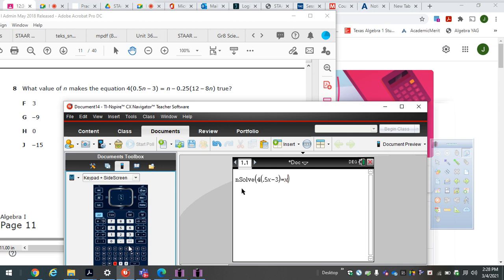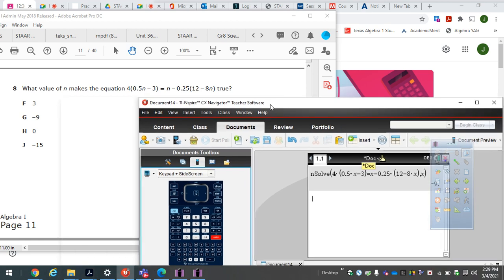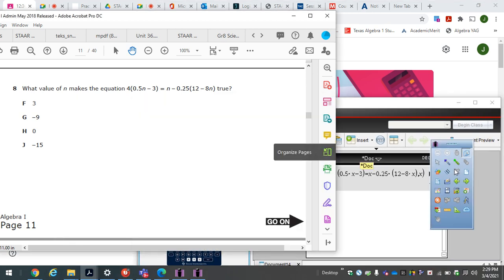x minus 0.25 parentheses 12 minus 8x. After everything is said and done, make sure you copy it right now. 4.5x minus 3 equals x minus 0.25 times 12 minus, put comma, the variable x. Negative 9. Look over here, final answer, negative 9.